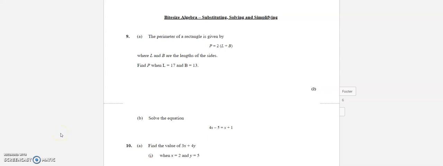Hey everyone. In this bite-sized algebra video we're going to be looking at a mixture of substituting, solving and simplifying.